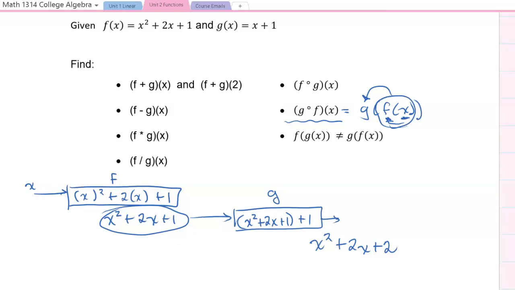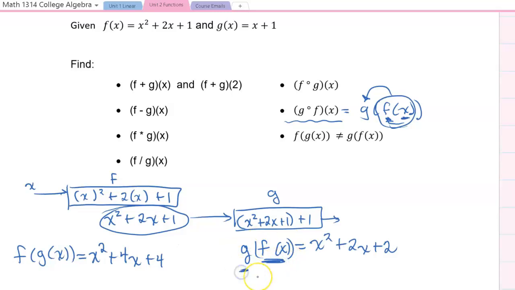Notice the composed functions of f of g of x and g of f of x. F of g of x is x squared plus 4x plus 4, and g of f of x is x squared plus 2x plus 2. These functions are not the same. Therefore, we need to make sure that we pay attention to which is the inside function and which is the outside function when composing functions. In fact, f of g of x will equal g of f of x only on special occasions that we will discuss later in the semester.